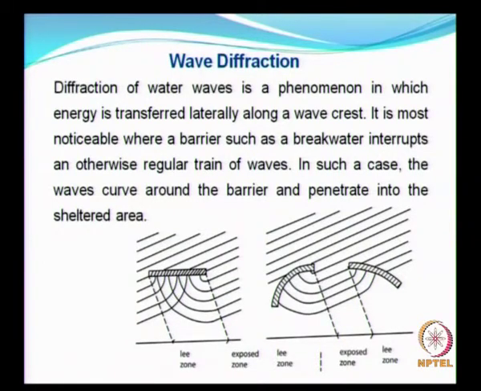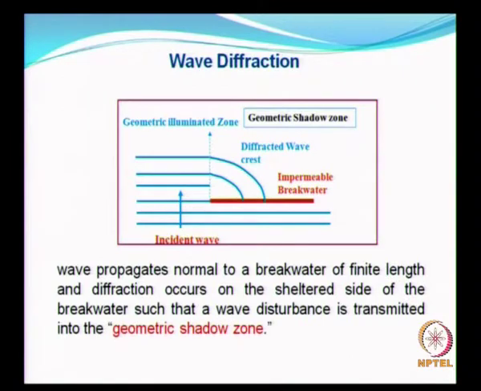Now we will again examine the same thing. When you have a rigid barrier, what would really happen? So I am having a rigid barrier. Now I am considering the simplest case, that is, I am having a barrier which is impermeable barrier. Why I call it a simplest case? Because breakwater need not have to be impermeable, it may be permeable breakwater.